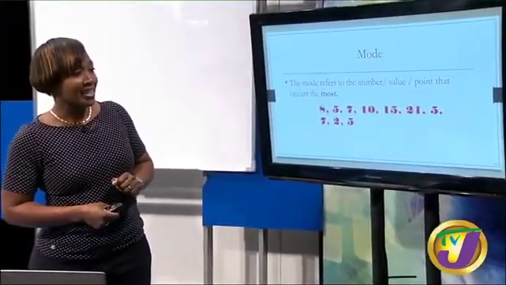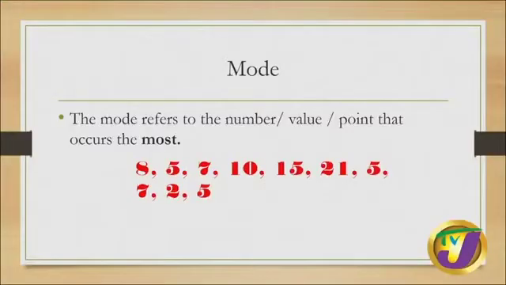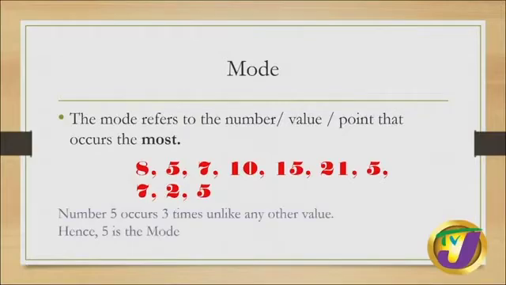Now, let's look at these. Look at this set of data. We have 8, 5, 7, 10, 7, 10, 15, 21, 5, 7, 2, and 5. Which is the mode? Number 5, that's awesome. It occurs 3 times, unlike any other value. Hence, 5 is the mode.